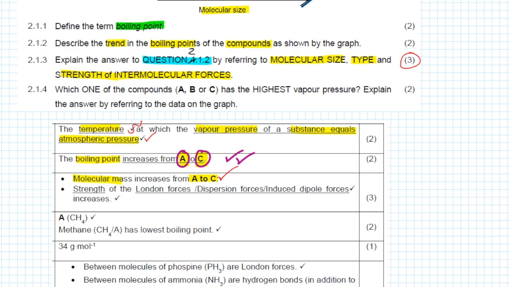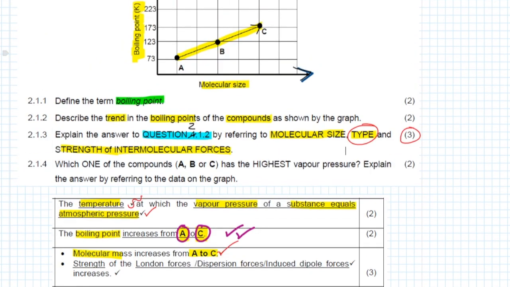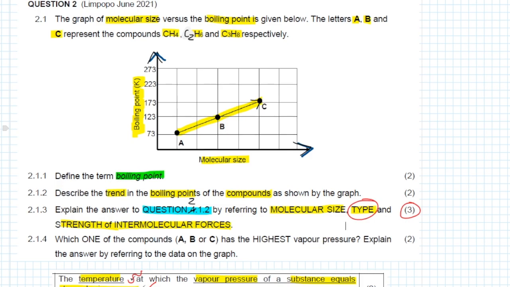We know that the type of intermolecular forces is going to remain the same. All of these compounds are non-polar molecules. So if I draw it for you, we have CH4. It looks like this. Then we have C2H6. Compound B looks like this. And the very last one, compound C, looks like this.